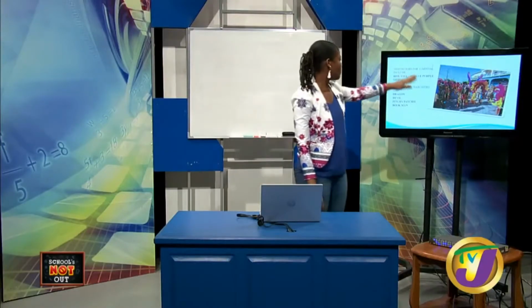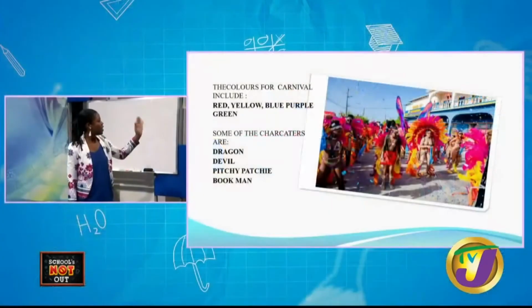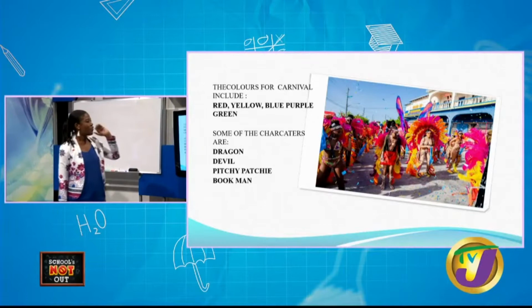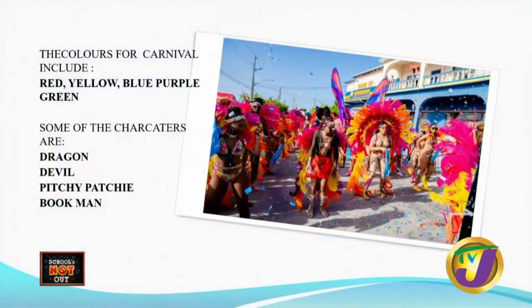So we're going to be looking at some of these characters shortly. As was said earlier, the main colors there are red, yellow, blue, purple, and green. Now the traditional characters are not seen here. These are persons representing modern day carnival. So for the traditional carnival, we would have the dragon character, the devil, we would have Pitchy Patchy, and we would have the bookman character.